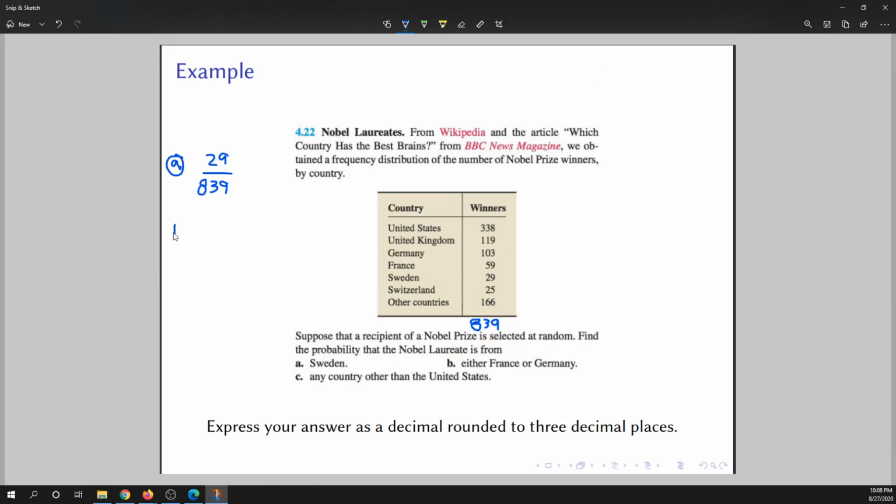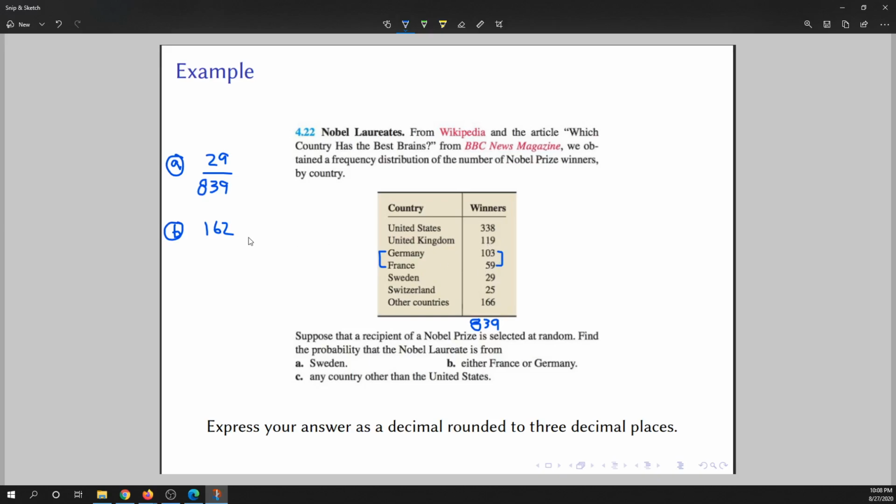So, all right, next up is B. They want to know what is the probability that a randomly selected prize winner is either from France or from Germany, right? So that would be these two right here, Germany and France. And so to calculate the number of prize winners in that event, we would just add those up, right? And so that comes out to be 162, if you did that.